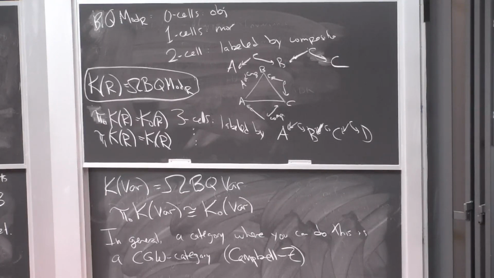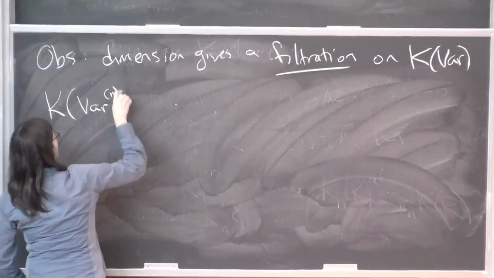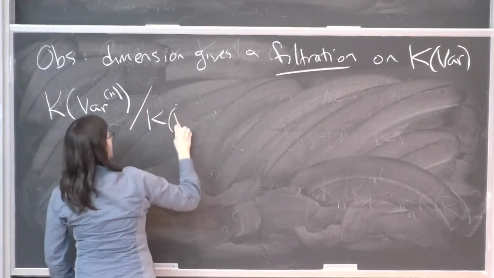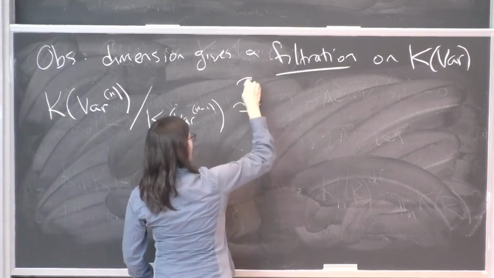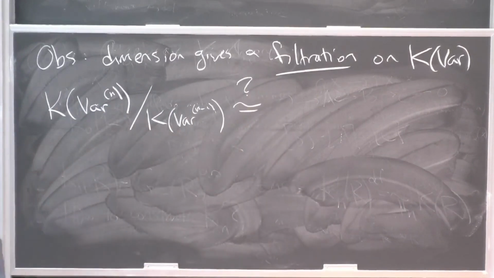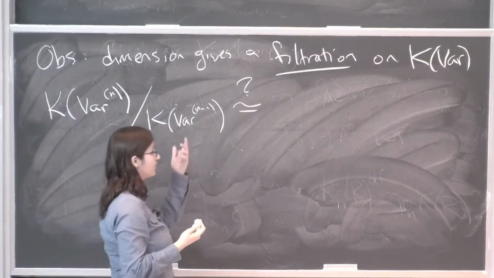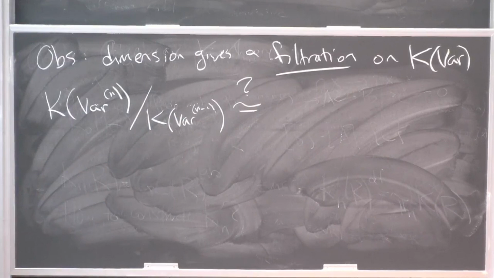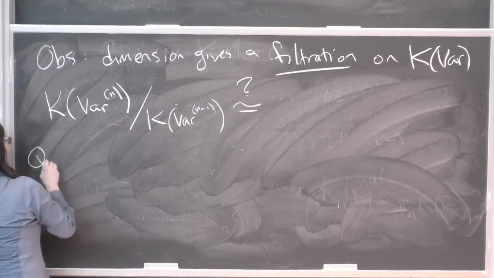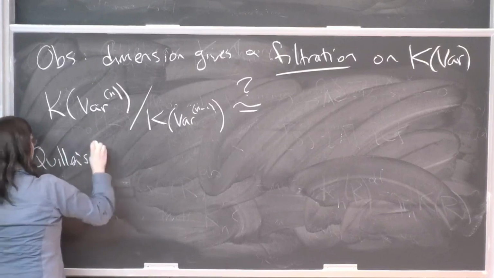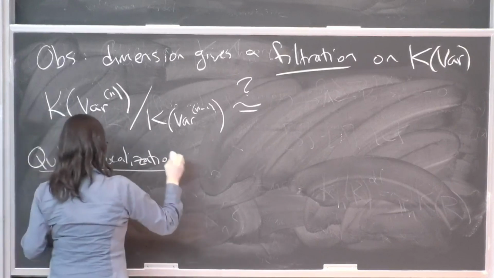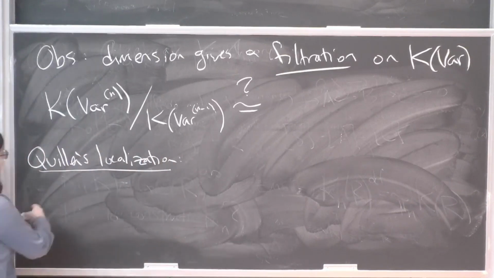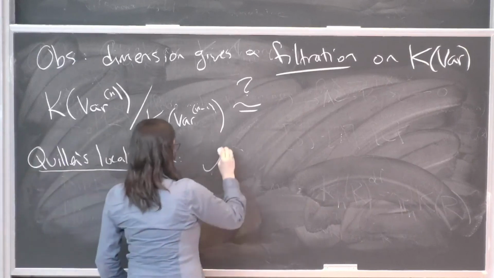So the next step is to try to compute the filtered quotient. So we have K Var n mod K Var n-1. And what is this? First I want to say Quillen's localization. And Quillen's localization says the following thing.